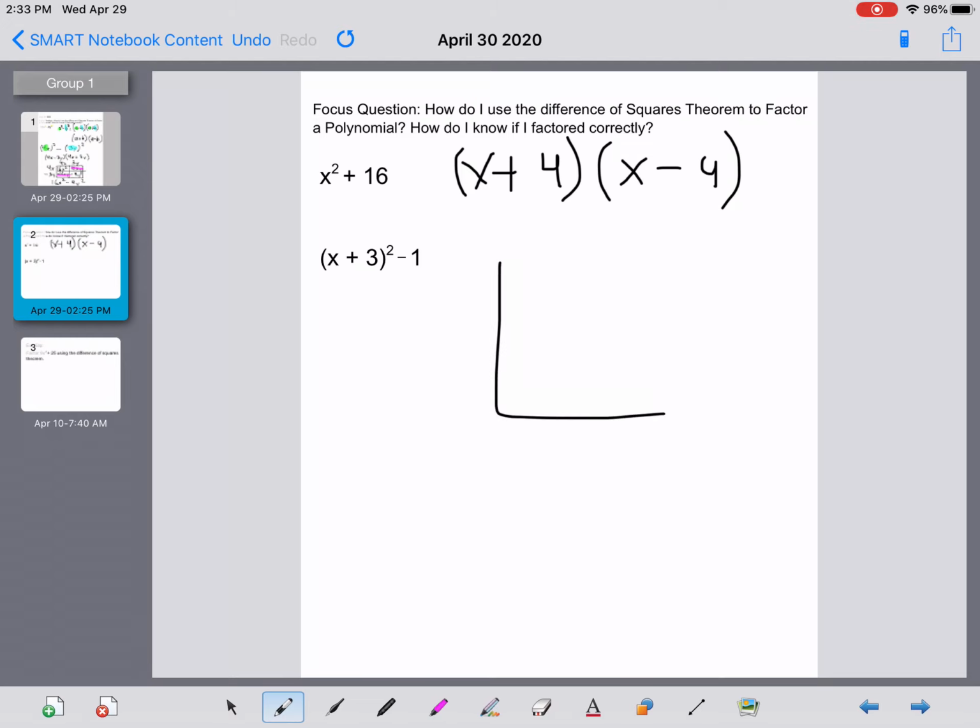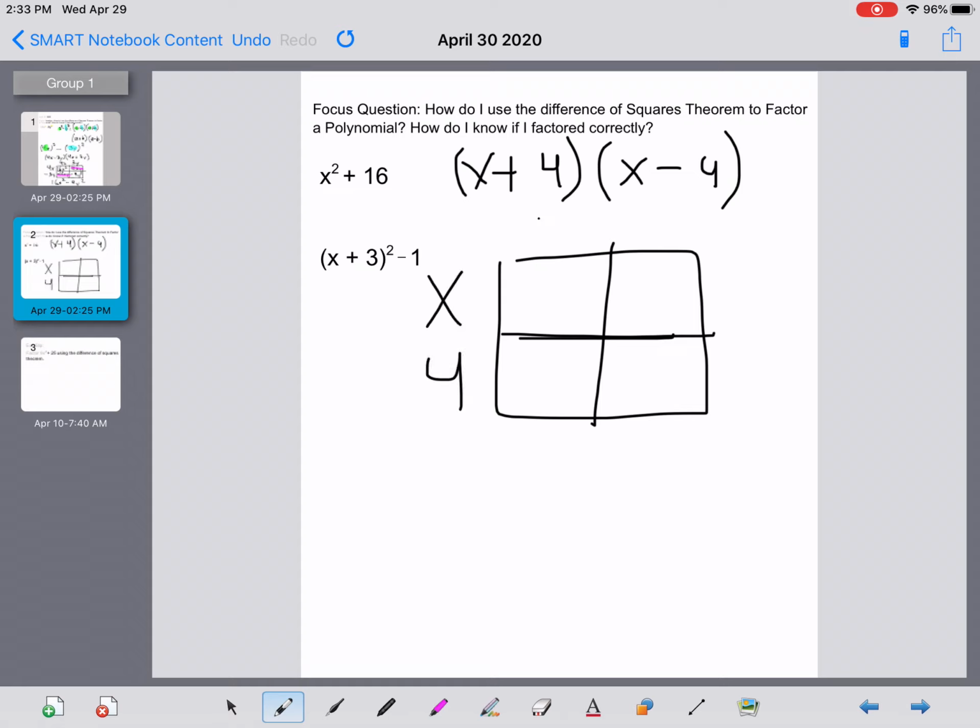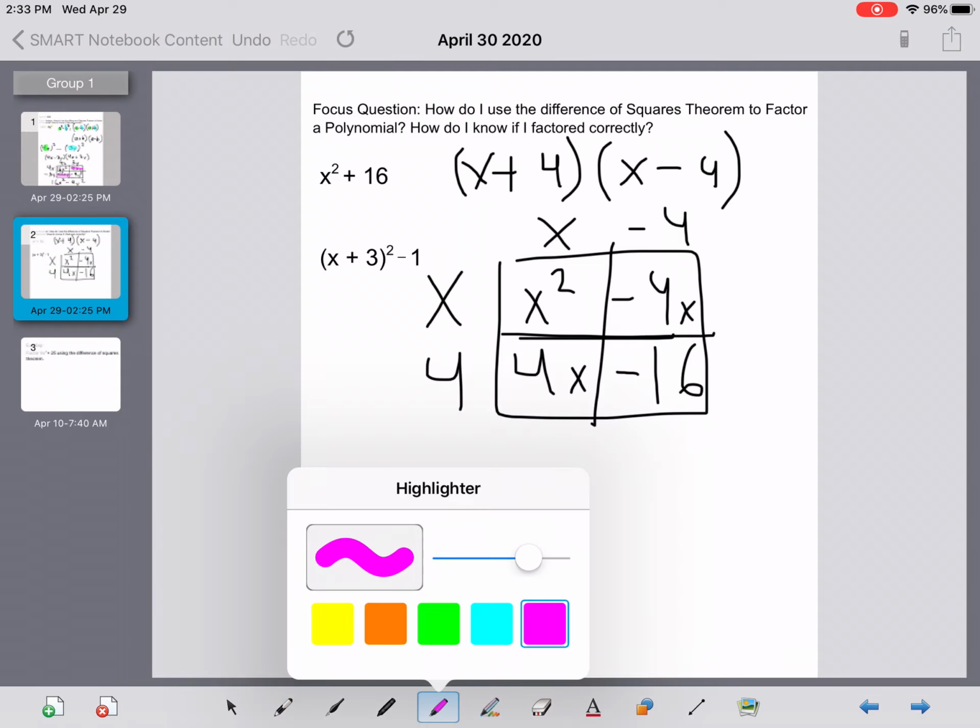So if we do that, here's x, here's plus 4, here's x, here's minus 4. This is x squared, this is negative 4x, this is 4x, this is negative 16. Combine like terms here. Here are my like terms.